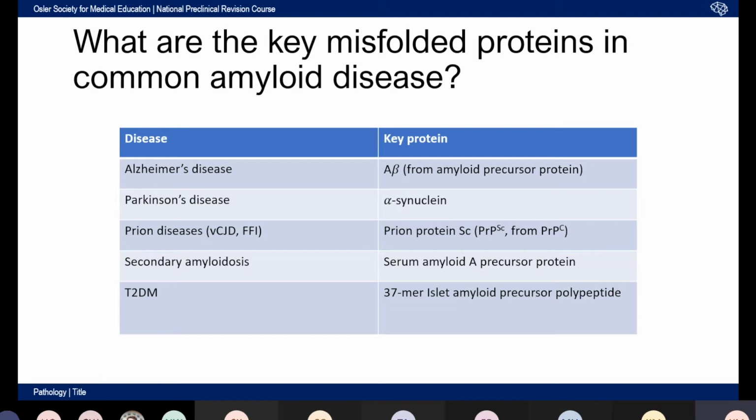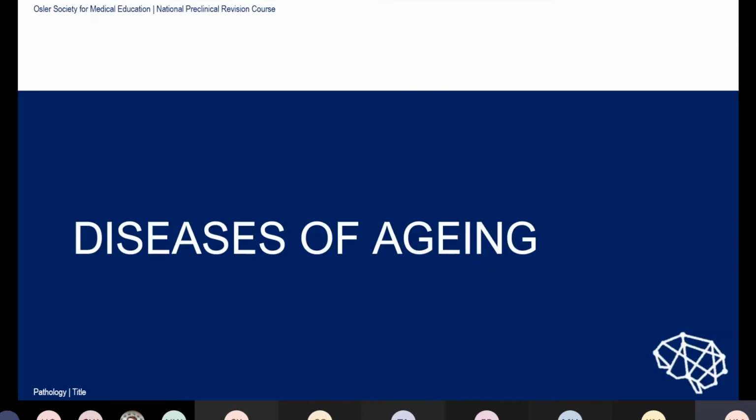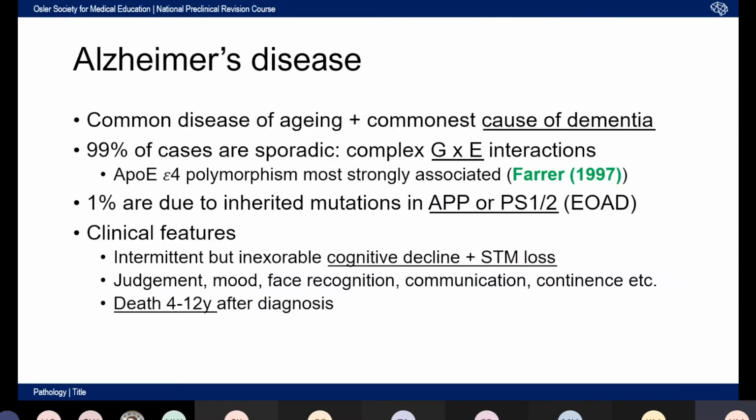So these proteins all undergo the alpha to beta transformation that we mentioned, and they happen in different parts of the body which are relevant to each specific disease, causing damage and cell death. And we'll go through how exactly that happens in just a second. So first of all, let's look at the diseases of aging. And the first disease to talk about is Alzheimer's.